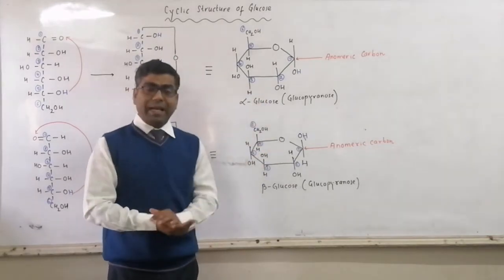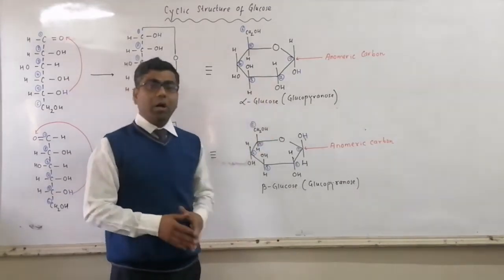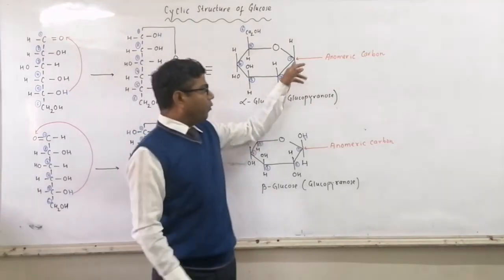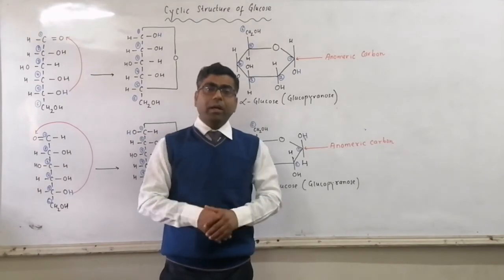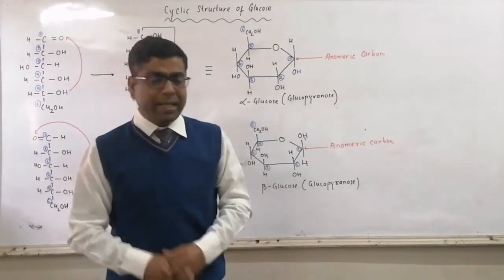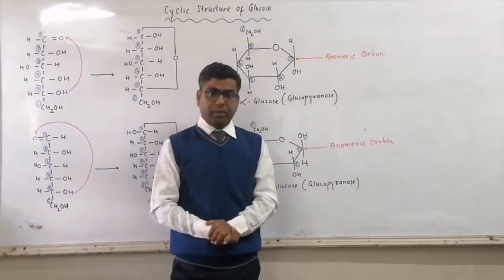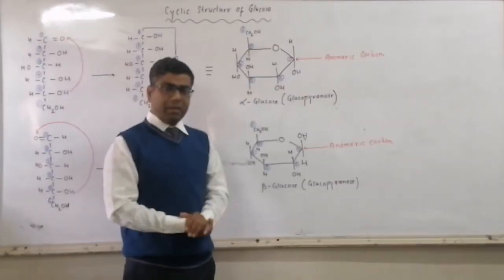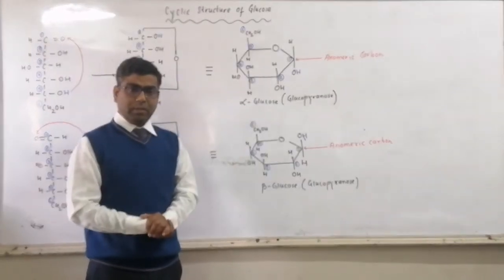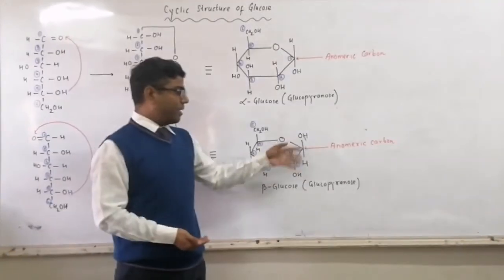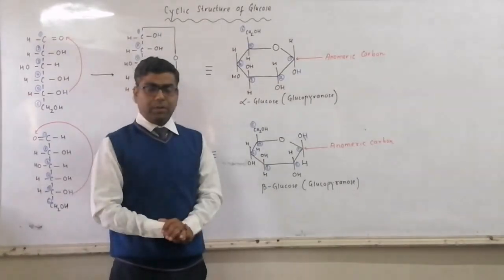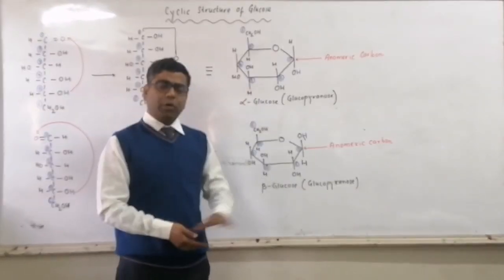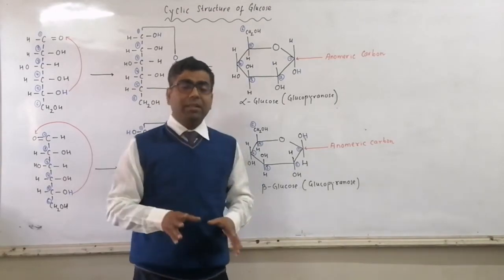So these are related as isomers, and here these are called anomers. The isomers of glucose are called anomers, and carbon number 1, where we are having different orientation for H and OH, is called the anomeric carbon. The first form, where the OH group is present below the plane, is called alpha glucose, and the second form where the OH group is present above the plane is called beta glucose. So first form is your alpha glucose form, second one is your beta glucose form. Both are glucopyranose because both contain 6 atoms in the ring.